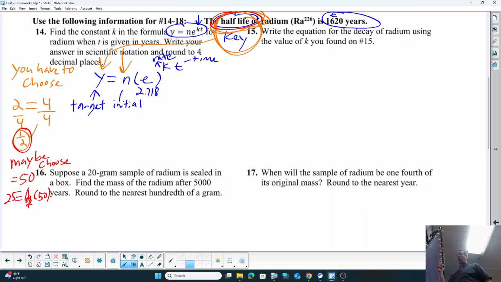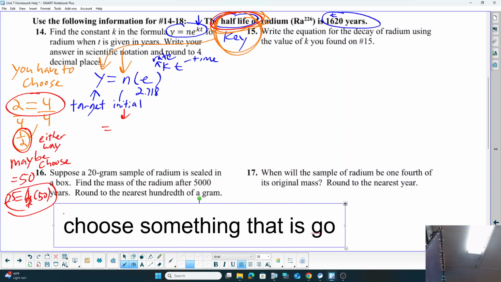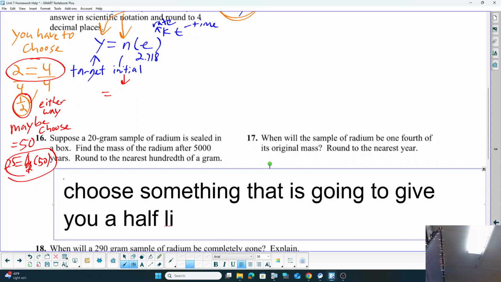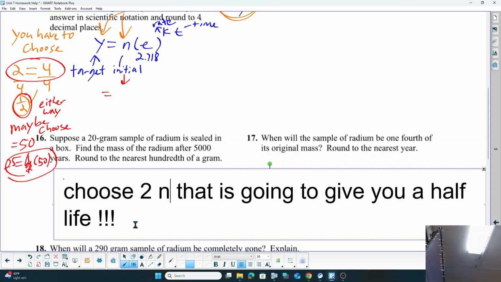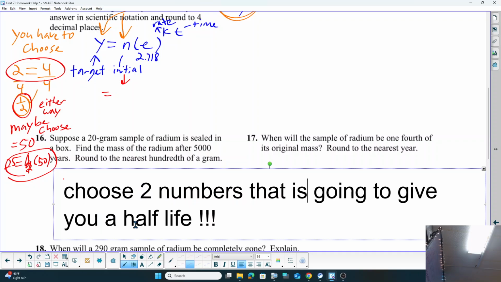When I first saw this, we'd say the target is a half and your initial is 1 gram, which we could use. But who wants to use 1 gram? That's not that pretty, so let's choose something else. Maybe choose this guy, or maybe this guy, either way. Just choose something that's going to give you half-life. Let me type that right there. Choose two numbers that are going to give you a half-life.